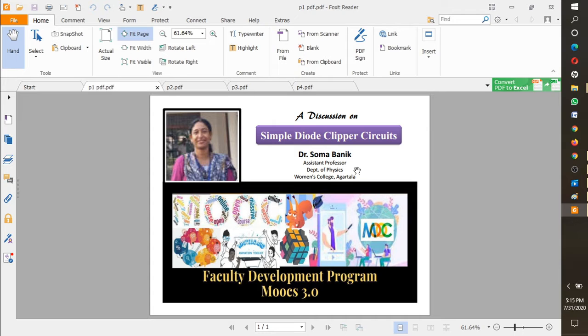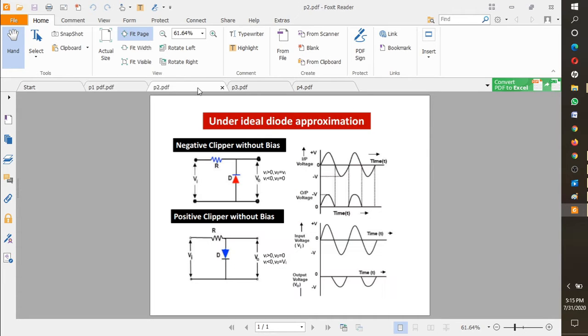Now there are a wide variety of diode clipping circuits. Let us first start with simple shunt clippers without bias. Now this is a simple shunt clipper without bias. Input signal applied is Vi.